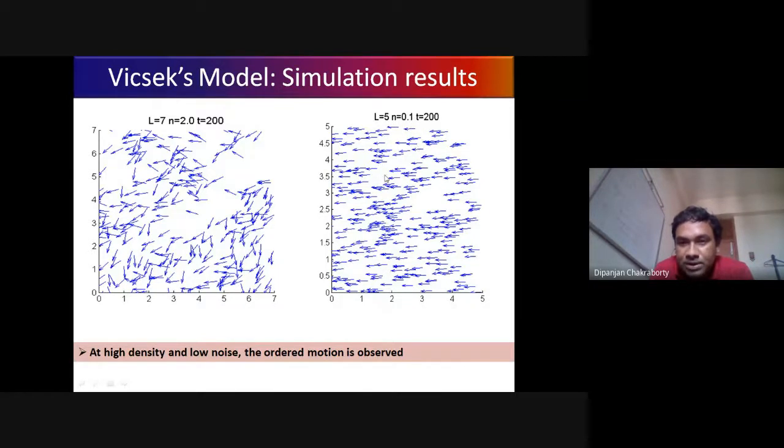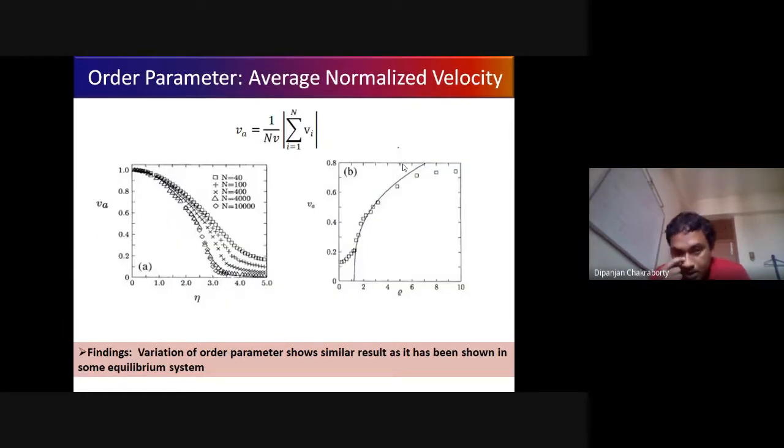Here you could observe that the particles are moving in an ordered fashion, almost all moving in a particular direction. So the interesting fact is that we have got a transition as we vary the density and the noise. We have also observed small cluster formation, ordered motion, and also randomly moving particles. If we now calculate the order parameter, which is defined as the average normalized velocity: if all the particles are moving in the same direction, then the total velocity will be N times v, so the average normalized velocity will be 1, right? If the velocities are random, then the sum would be 0.